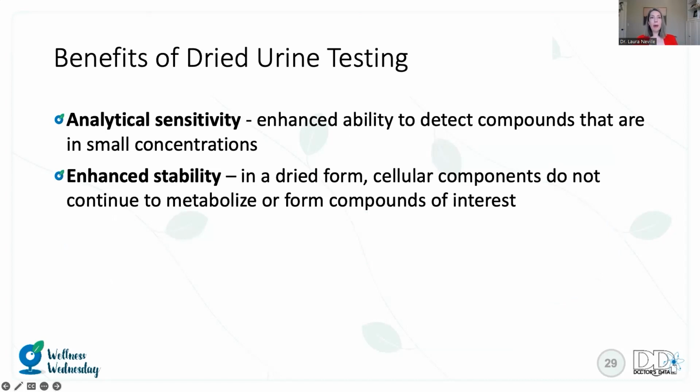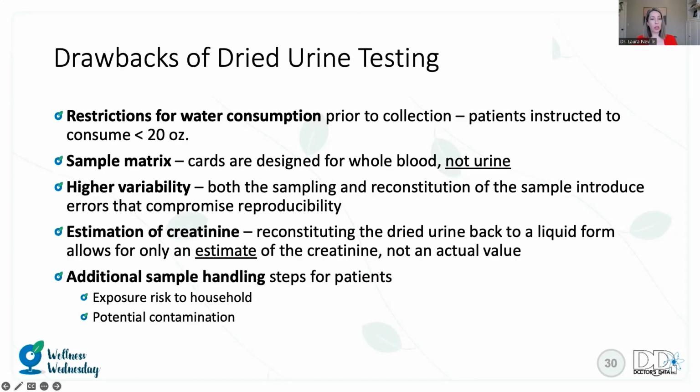I would say pre the movement towards LCMS or mass spec, very sensitive testing, this was more of a benefit because there was analytical sensitivity, so we could enhance the ability to detect these compounds that are in tiny, tiny, tiny small concentrations. We also have enhanced stability there. In a dried form, the cellular components aren't going to continue to metabolize or form and mess with the compounds of interest that we're trying to measure. So that's also a benefit.